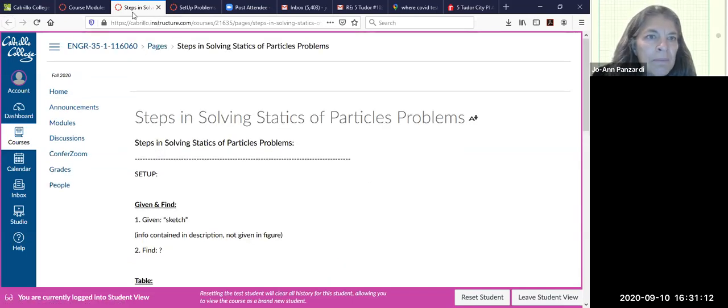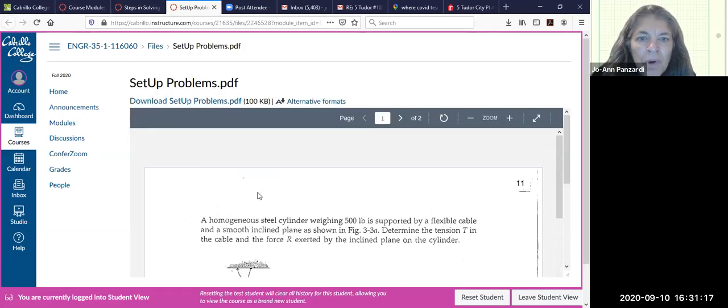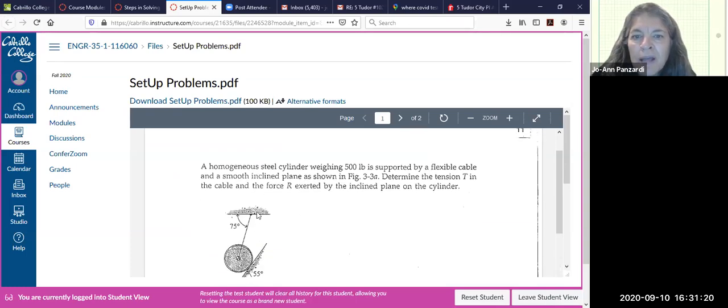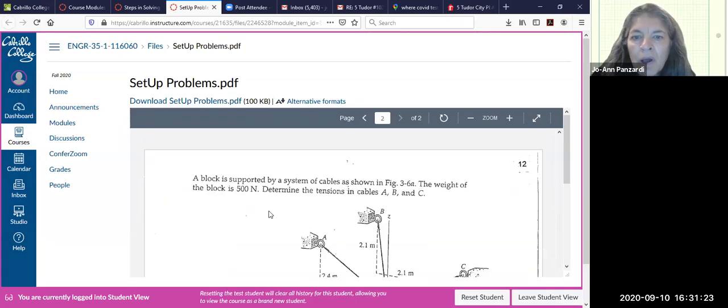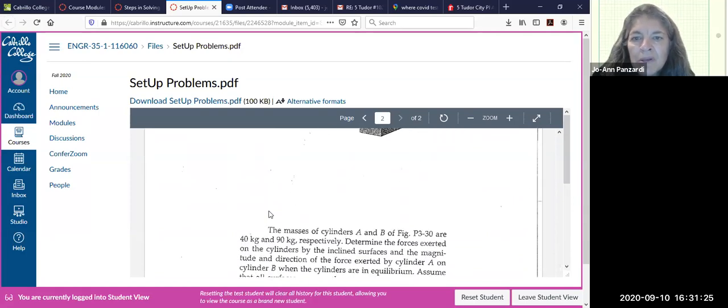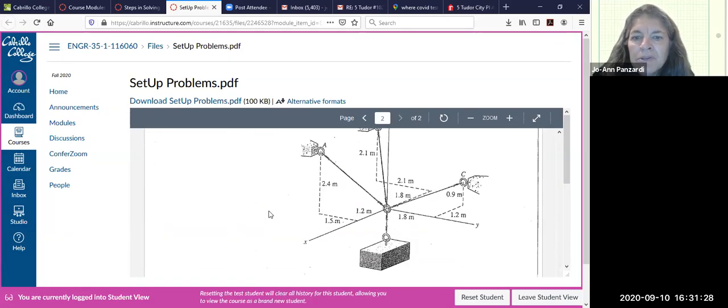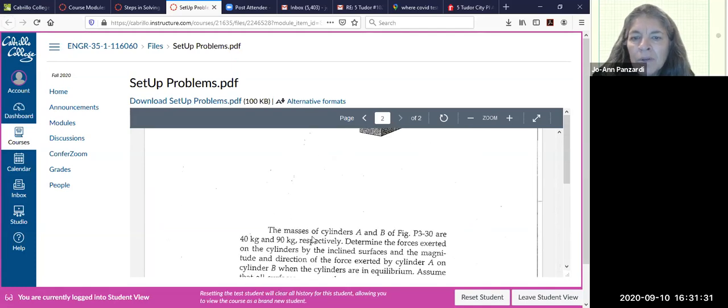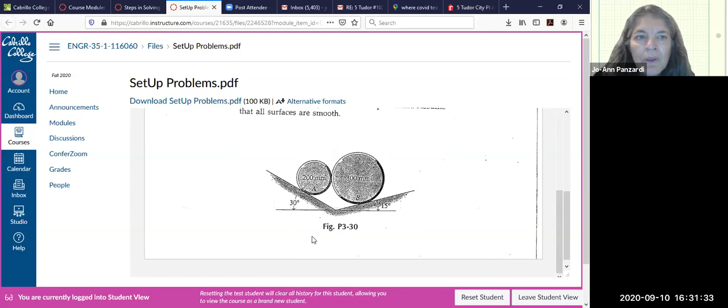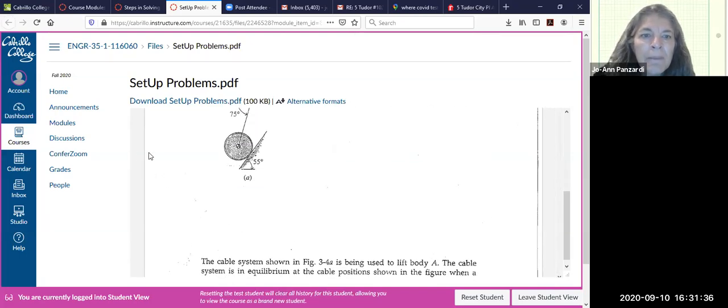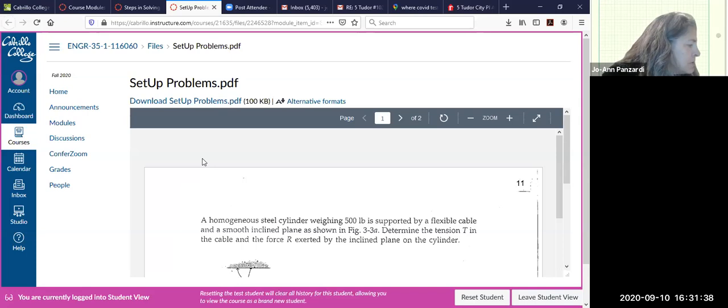Then I'm going back to the module, and these are the problems. This is the first problem we worked on. And today we're going to be working on these 3 problems. There's another 2D problem, there's a 3D problem, and then another, a little more complicated 2D problem, okay? And again, we're just doing the setup. So what I'm going to do now is use my document camera, so I'm going to stop sharing here.